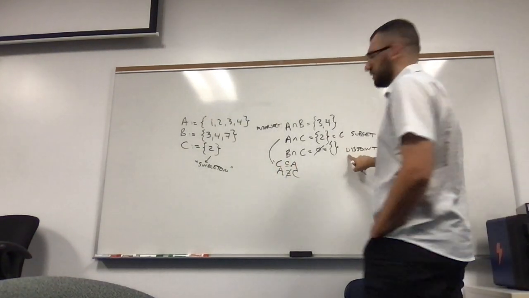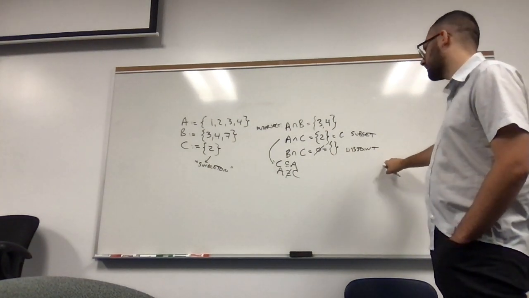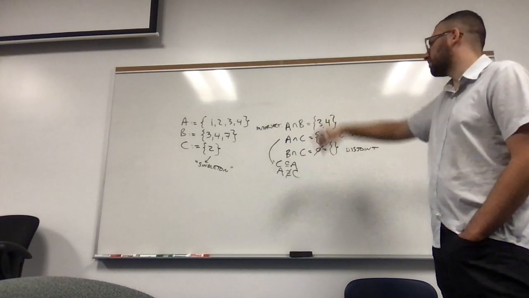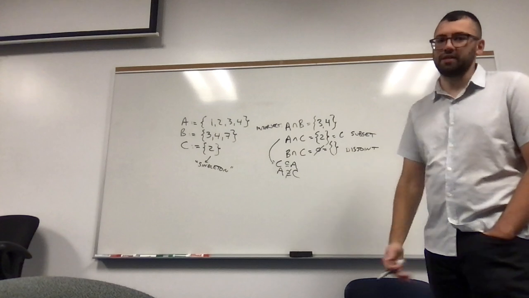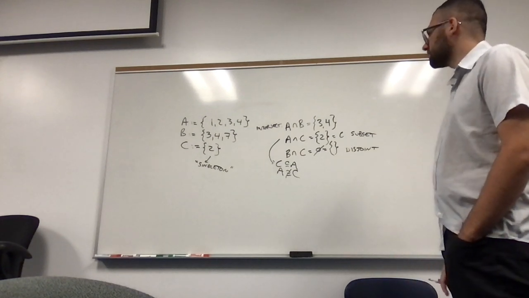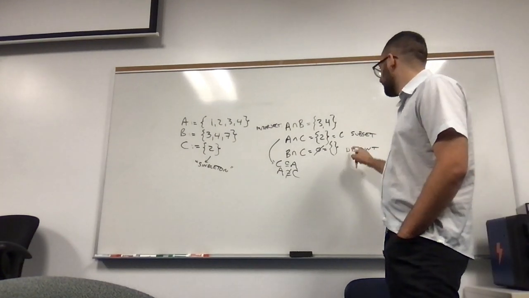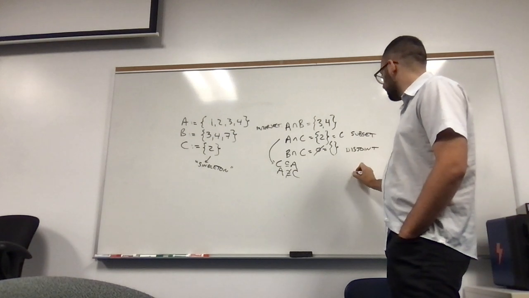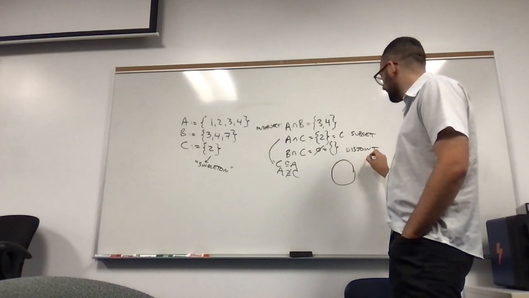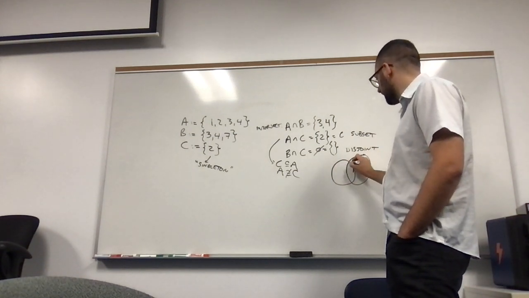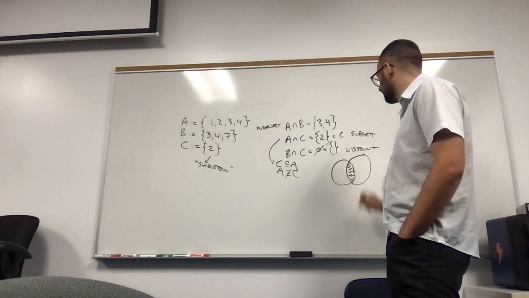We say that they're disjoint. Why do we say they're disjoint? Because there's nothing in common between B and C. That means they're disjoint. You can almost think of them like Venn diagrams, right? So an intersection normally is literally the part where the two circles might intersect. This would be the intersection.